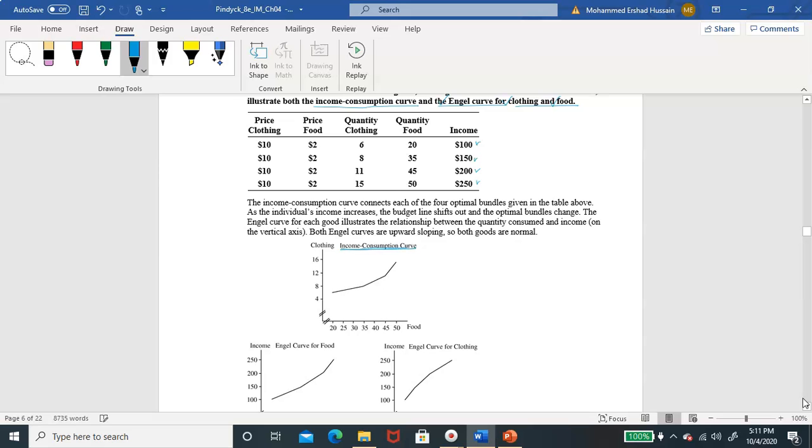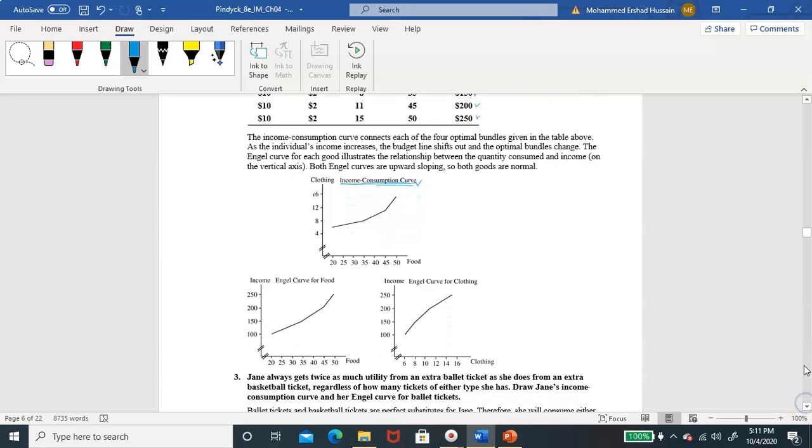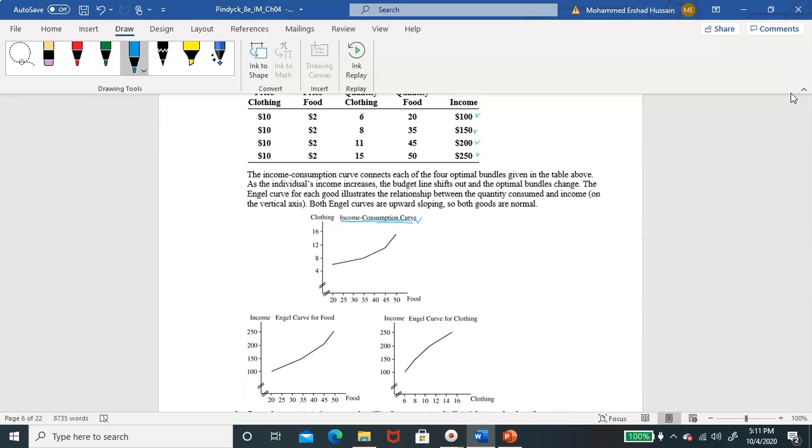The income consumption curve will tell us how much of the two goods, food and clothing, the consumer will consume as income is changing, for different levels of income. So see, when income is 100, they will consume what? 6 units of clothing and 20 units of food. They tell us. So food is 20 units and this is 6 units. See that? This one.